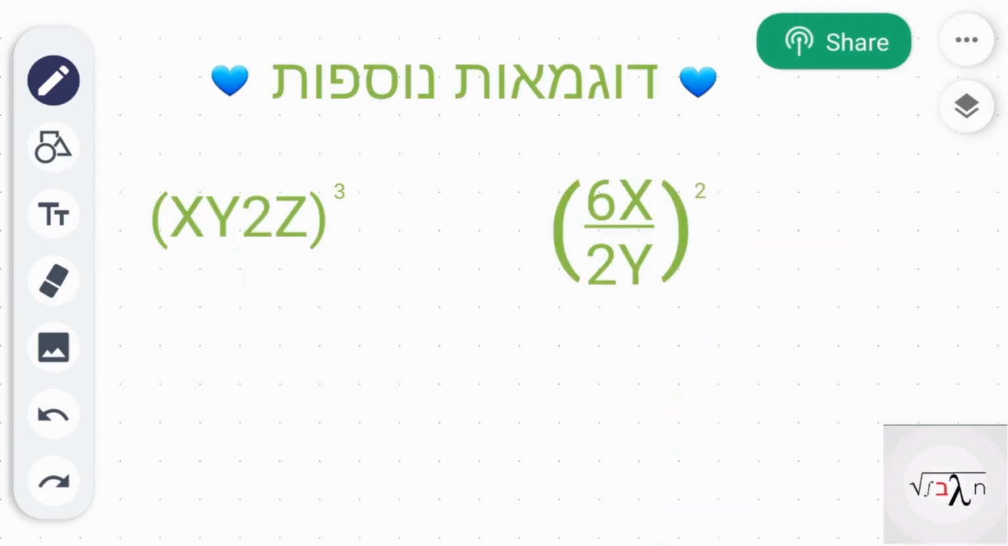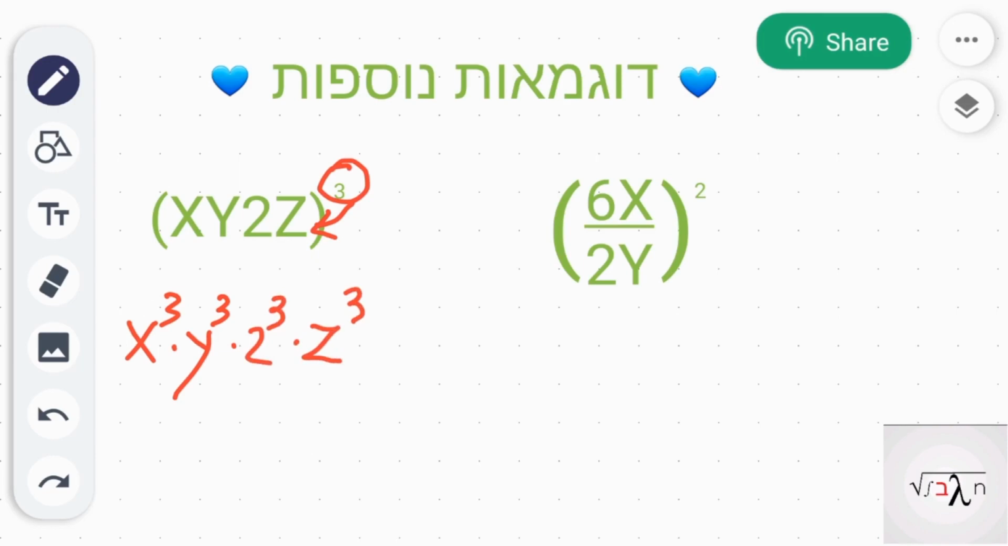Let's have a look at the principle of the exponent in more advanced examples. On the left, xy to z, to the power of 3. We do the same thing as before. The exponent, 3 in this example, loves the closest from the left, which is the parenthesis. That means that all of the inside of the parenthesis will be affected by the exponent of 3. Let's open the parenthesis after the effect of the exponent. X to the power of 3 times y to the power of 3 times 2 to the power of 3 times z to the power of 3. That's the principle of the exponent.